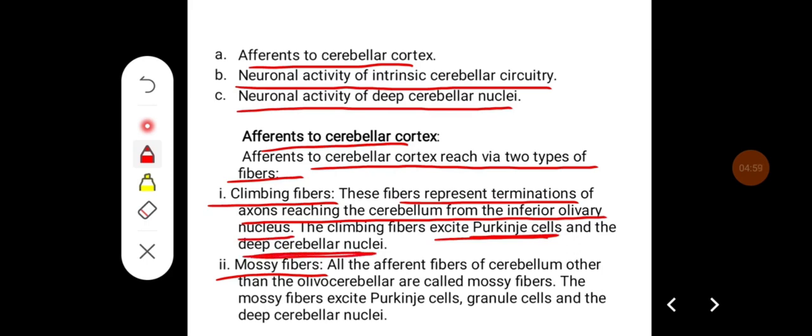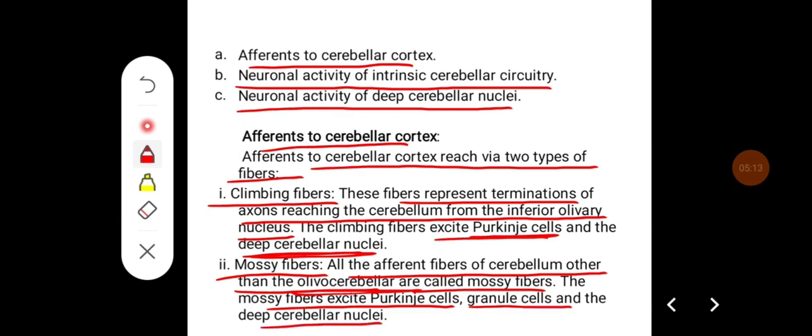Whereas mossy fibers: all the afferent fibers of the cerebellum other than the olivocerebellar are called mossy fibers. The mossy fibers excite Purkinje cells, granule cells, and deep cerebellar nuclei.